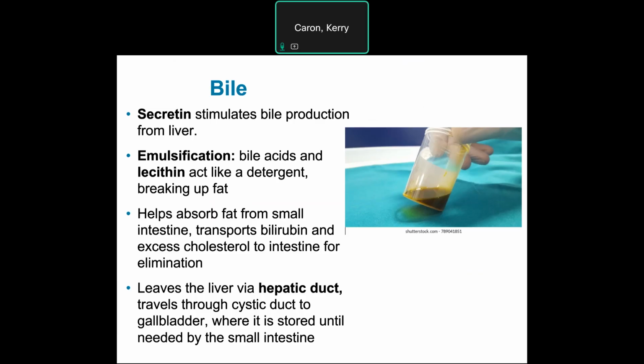The bile helps us absorb fat from the small intestine. It transports bilirubin and excess cholesterol to the intestine for elimination. So very, very important, keeping things in check. And bile leaves the hepatic duct, travels through the cystic duct to the gallbladder, where it is stored until needed. So if you eat a very fatty meal, your body is going to secrete excess bile to try to break that down.